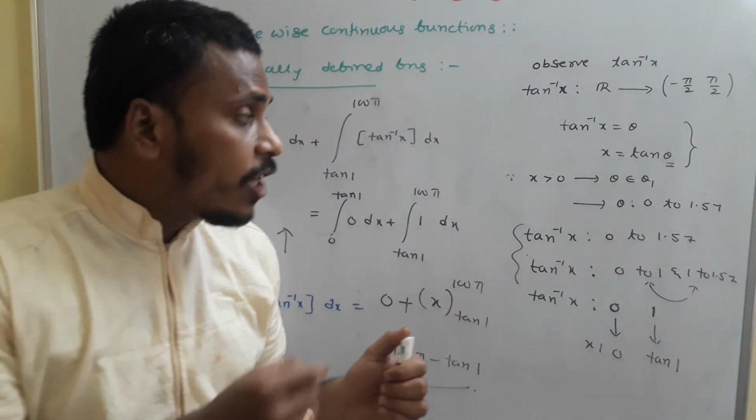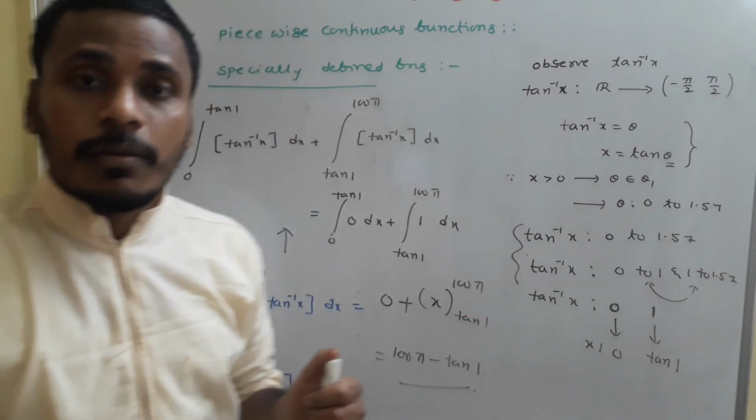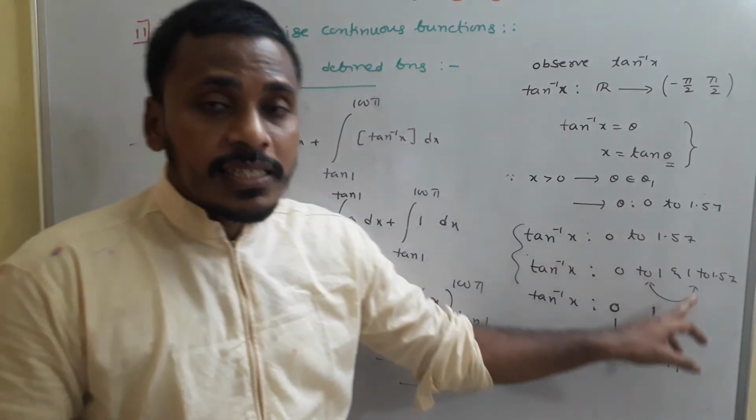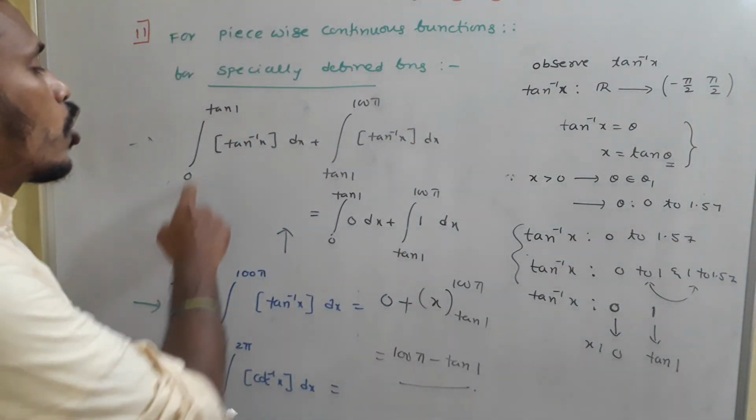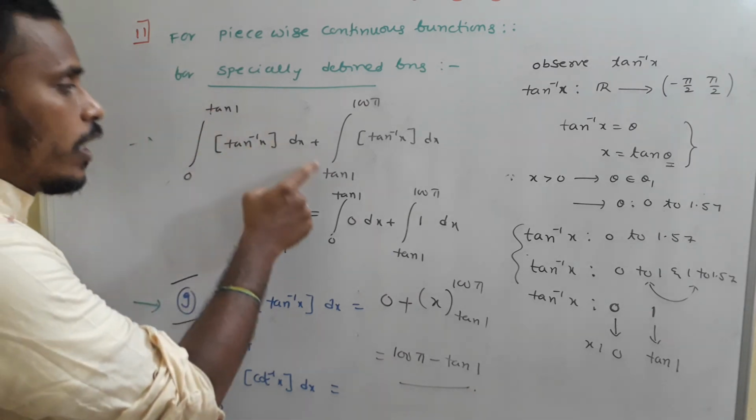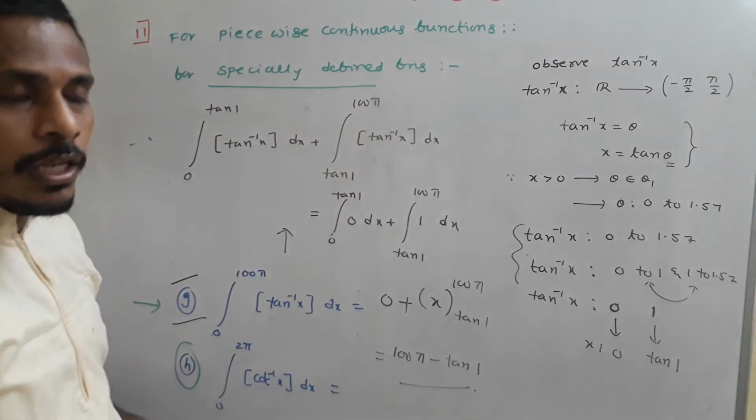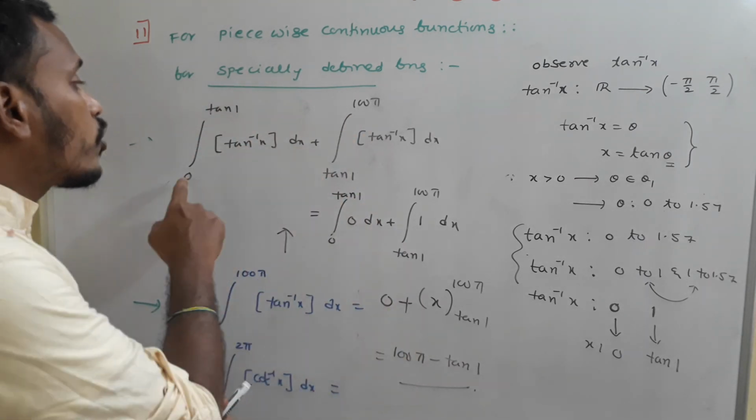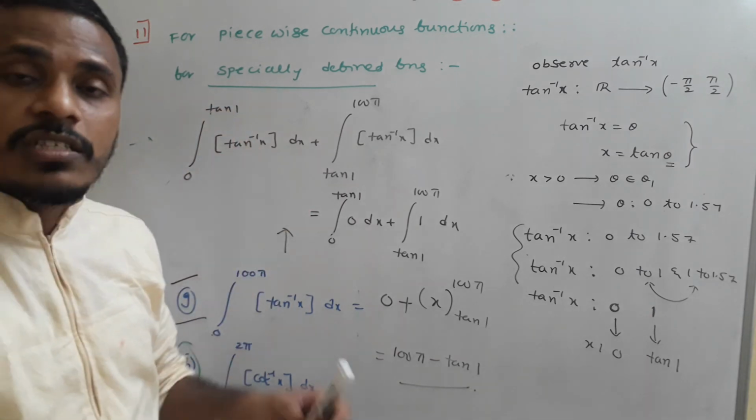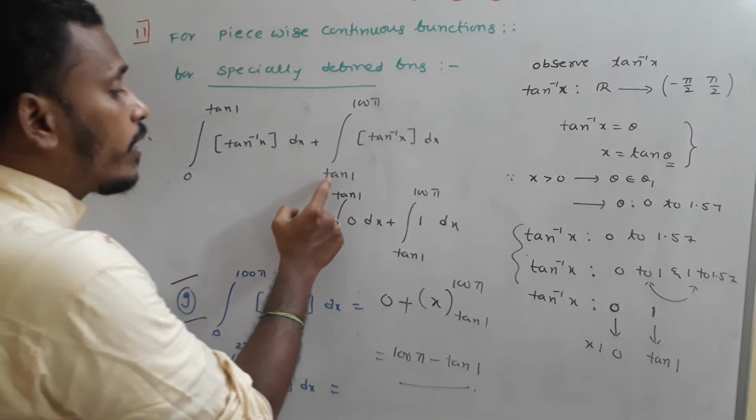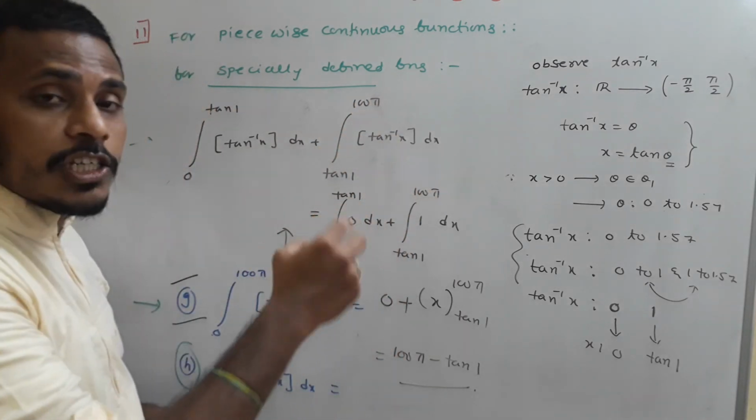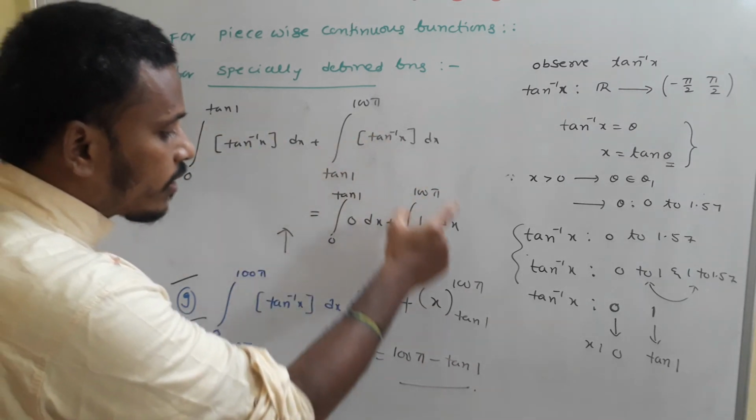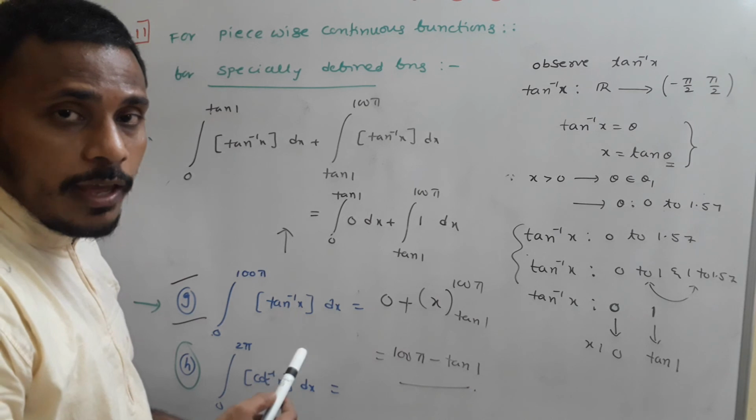In 0 to 1.57, the value changes from one integer to another only at 1, so we need to split at that 1 itself. For tan inverse x to be 1, x has to be exactly tan 1. So 0 to tan 1, and tan 1 to 100 pi, is our answer. These are all specially defined, piecewise continuous functions: between 0 to tan 1 the step of tan inverse x is defined one way, and between tan 1 to 100 pi it is defined another way, and that's why we need to split at this point. So at the end our answer is 100 pi minus tan 1.